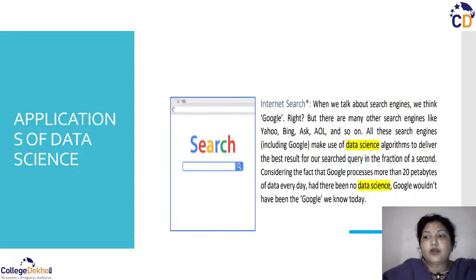The next application of data science is internet search, right? Suppose I am searching for anything on any web search engine like Yahoo or Google Chrome or Bing, Ask. There are a number of search engines from where you can search any query. Now within a fraction of a second, it gives you the best possible result, right?